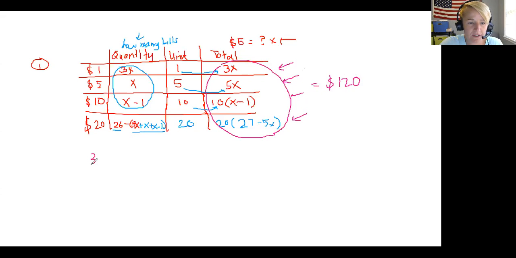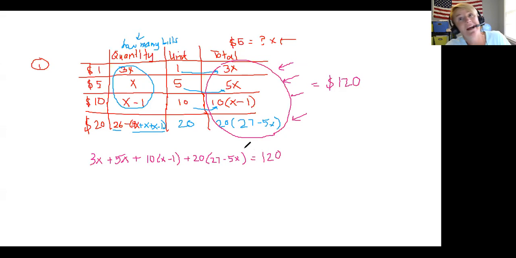So here's what that looks like. 3x plus 5x plus 10 times the quantity x minus 1 plus 20 times the quantity 27 minus 5x equals 120.